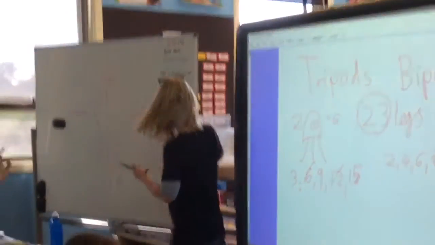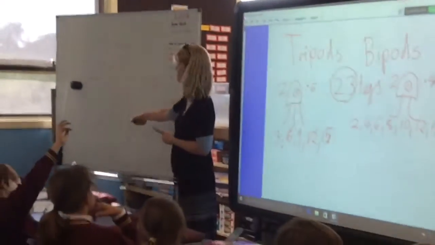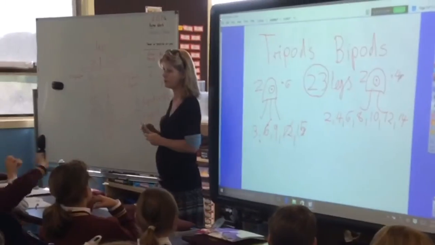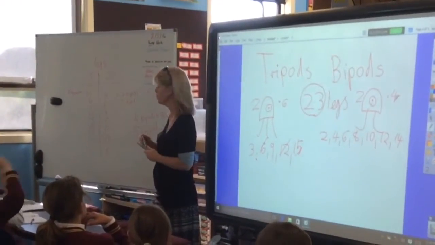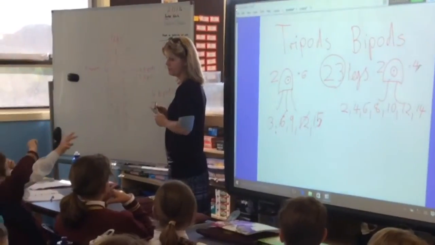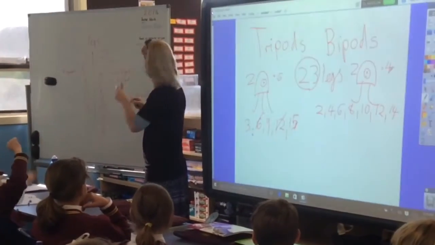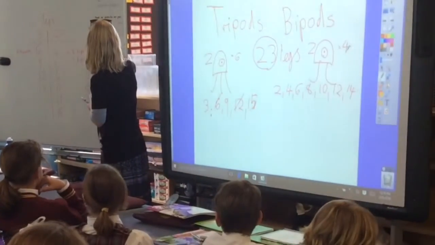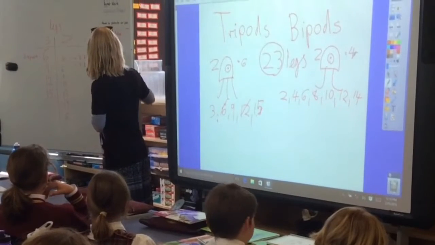17. We have 17. Can we make 17 out of the 3 times table? No. Okay, well with that particular answer we couldn't do it. So we can't start off with the 6 bipods. But that was a good try.